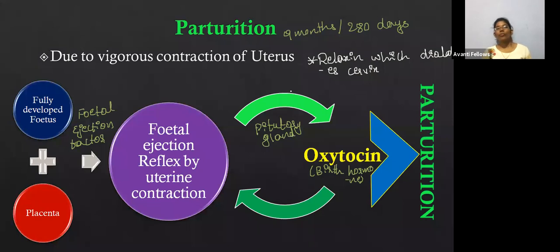Okay, so the fetal ejection signal is formed by the fully formed fetus and placenta. Then that gives mild uterine contractions called the fetal ejection reflex. That fetal ejection reflex is going to stimulate the pituitary gland. By the pituitary gland, the birth hormone, also called oxytocin, is released, which causes the strong uterine contractions. And then the fetus will come into the cervix, and the cervix gets dilated with the help of the relaxin hormone, and then it comes to the vagina.